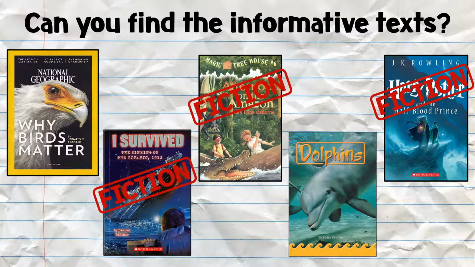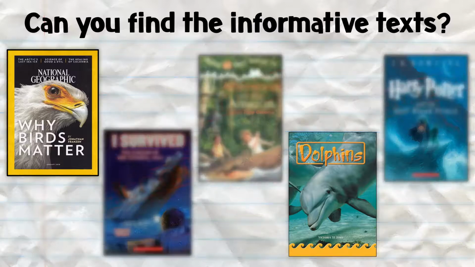These 3 are fiction books, and though the I Survived looks like it might be informative writing, it's actually historical fiction. It's about the Titanic, but the characters are fictional inside of it. Therefore, the only informative writings are the National Geographic and the Dolphins.